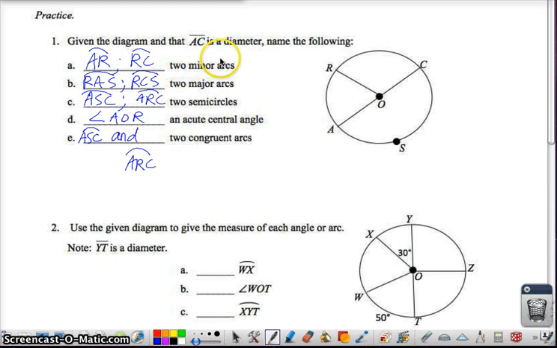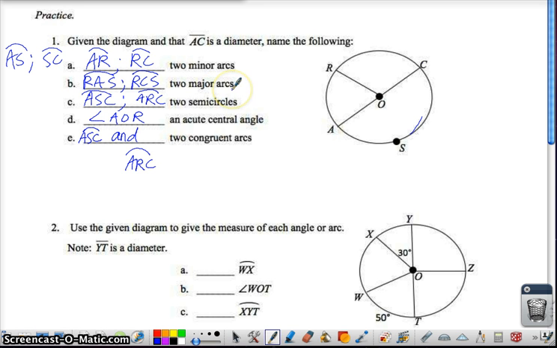Two minor arcs, that means those are the ones that are less than a semicircle or less than 180 degrees. So to me, it looks like we could have said arc AR, arc RC. You could have said arc AS or arc SC as well, right? So AS also works, or SC.